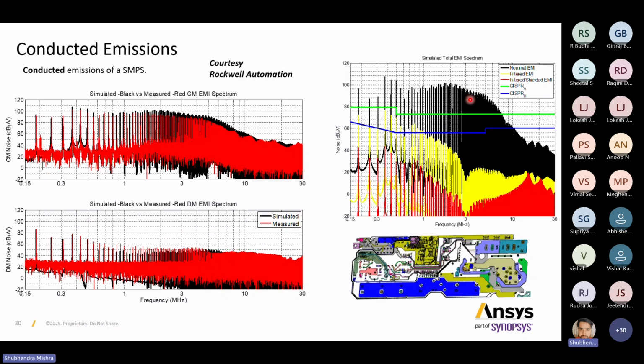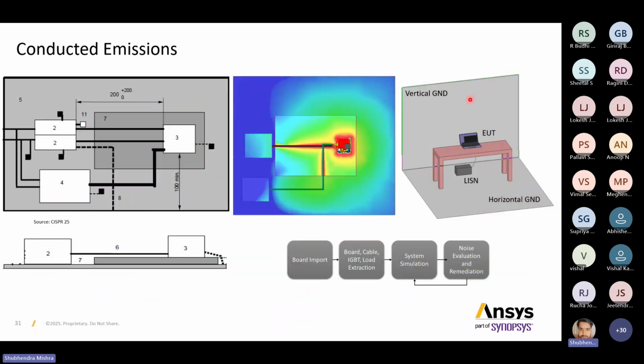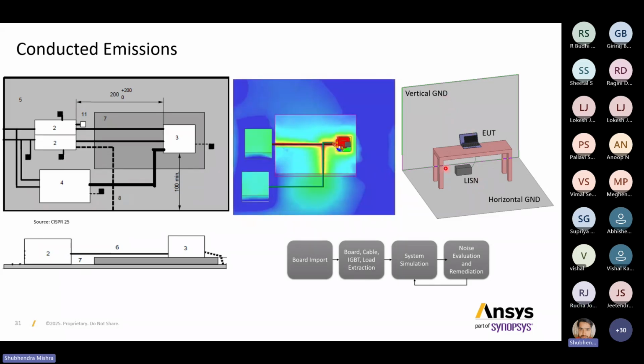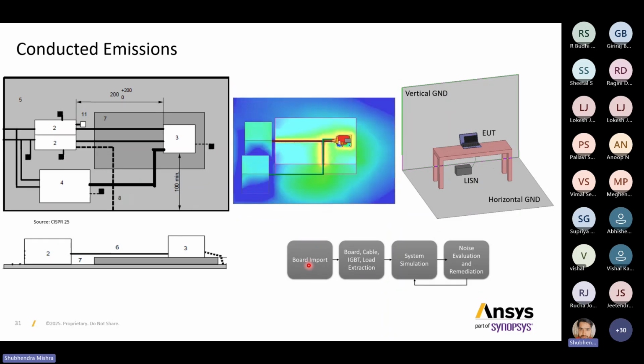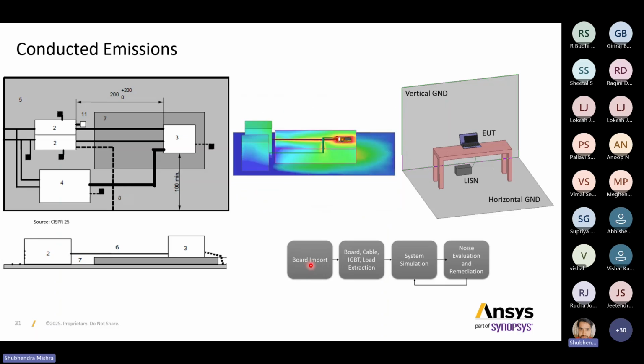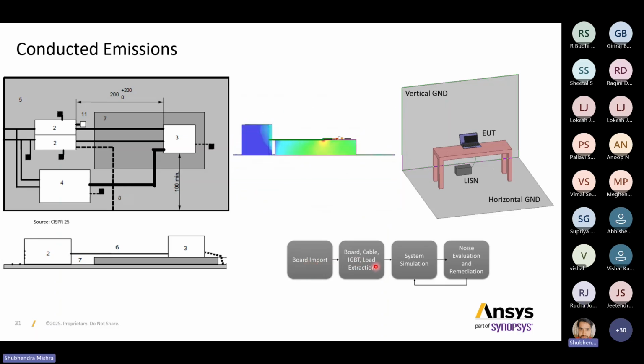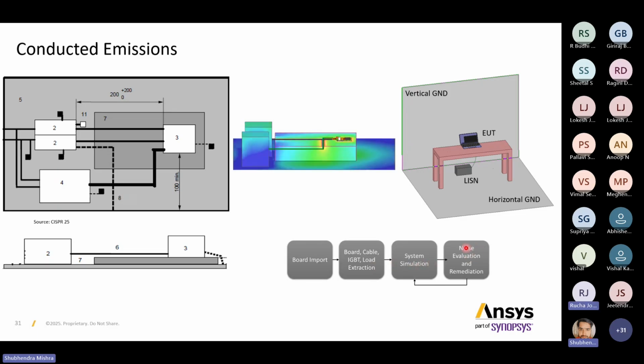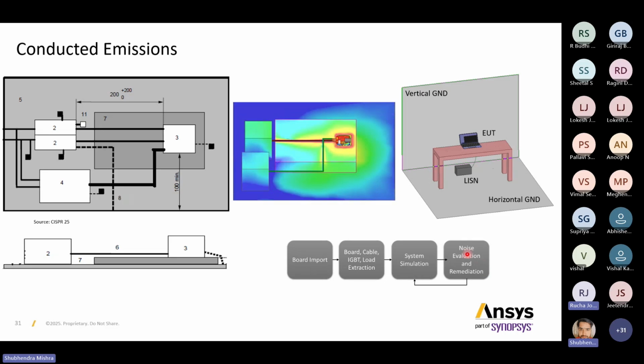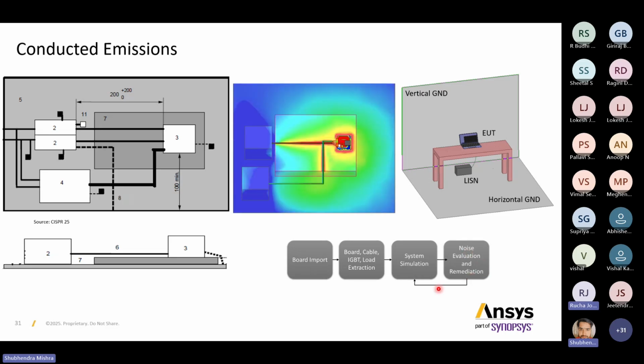EMI/EMC applications are what we are performing. This is basically a conducted emission test. Here you can see this is basically a workflow. There is an EUT, there is an LISN, there's a vertical ground here. First step, we will import the board file. Again, move to the load extractions. Then do the system simulations, and after completing the system simulation, we will analyze the noise, and if there's any noise, we'll again move to the system simulations.